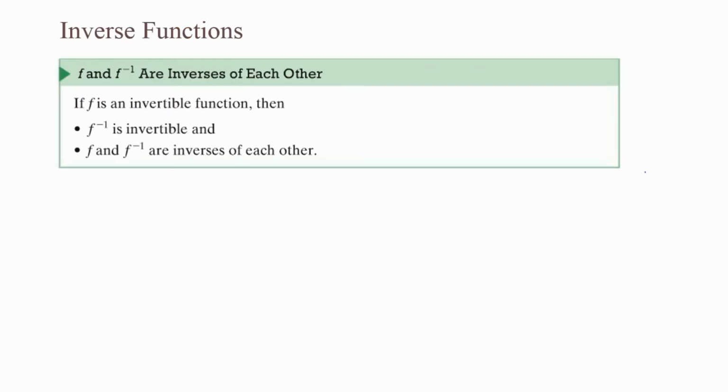f and f inverse are inverses of each other. If f is an invertible function, then f inverse is invertible. f and f inverse are inverses of each other.